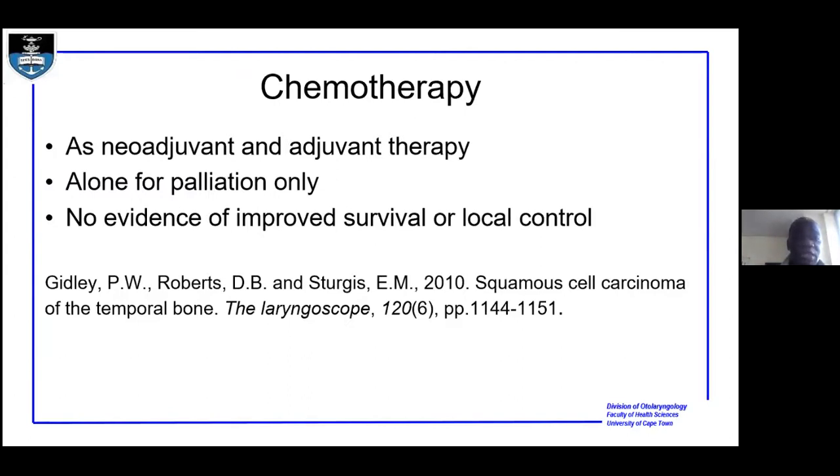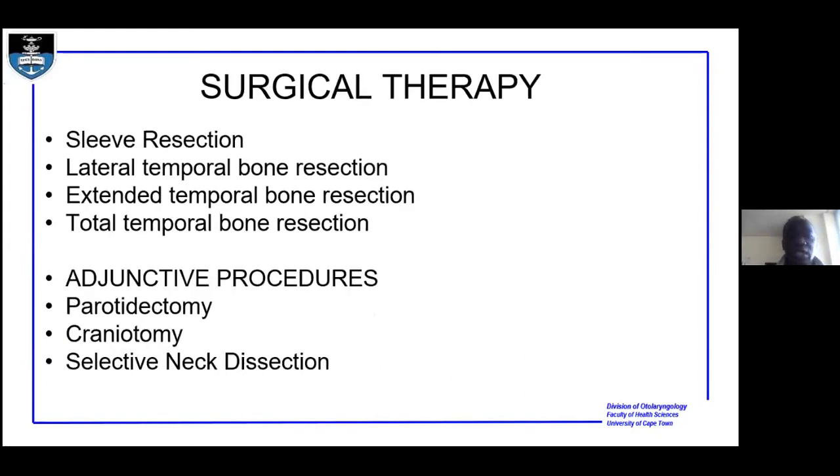Chemotherapy is used as a neoadjuvant and adjuvant therapy. It can be used alone for palliation. However, there is no evidence that it improves survival or local control. So surgical therapy, this is the bona fide treatment of temporal bone malignancies.